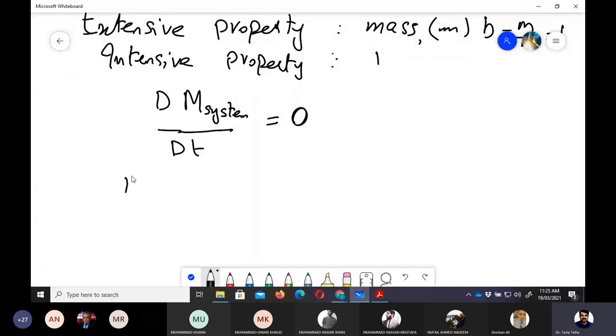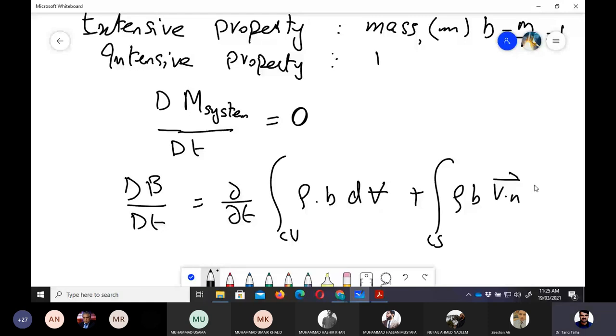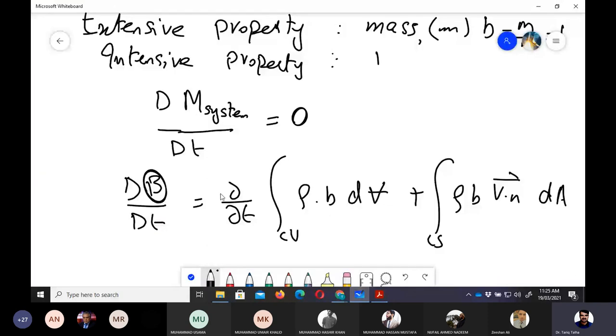That transport theorem, if you remember, is dB by dt is equal to partial by partial t of the control volume integral of rho b dV, plus the control surface integral of rho b V dot n dA. As I mentioned, capital B in this case is equal to the mass of the system, and this small b for this case would be 1. Here it should always be 1.